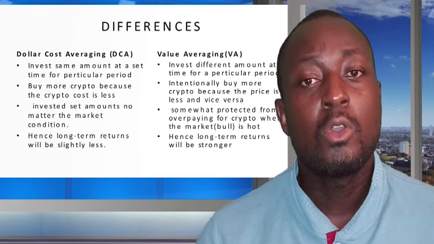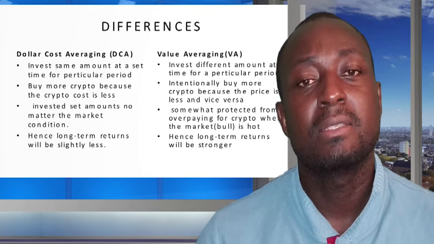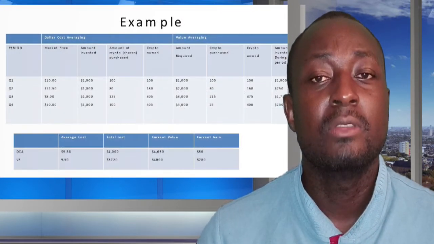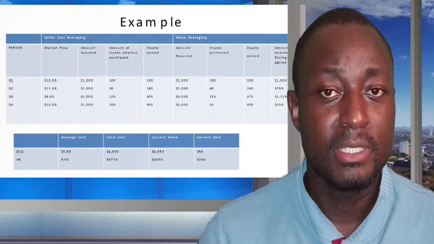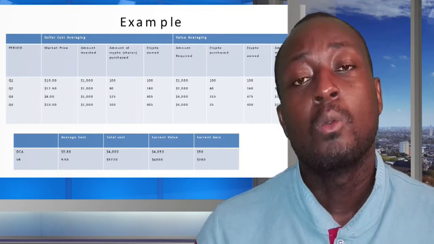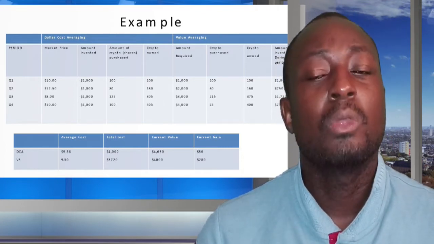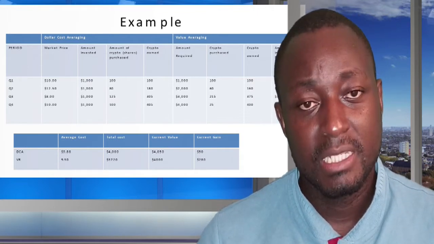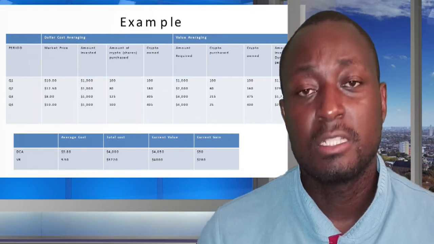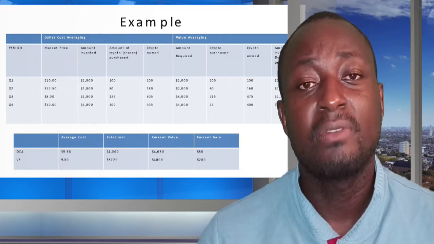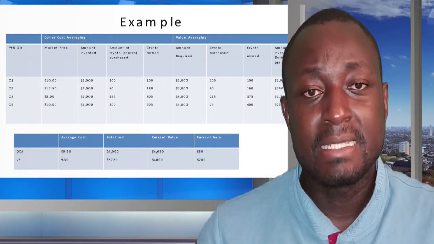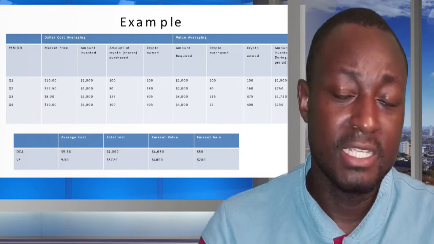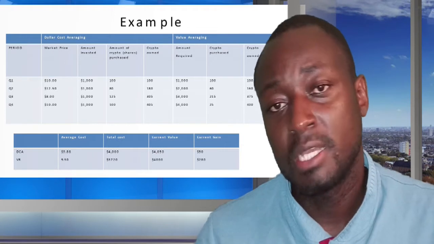So when you look at that chart, we have investor A doing DCA and investor B doing VR, which is value averaging. We see that they both keep investing in quarter one, quarter two, quarter three, quarter four. However, the person dealing in DCA keeps investing the same amount, which is $1,000.